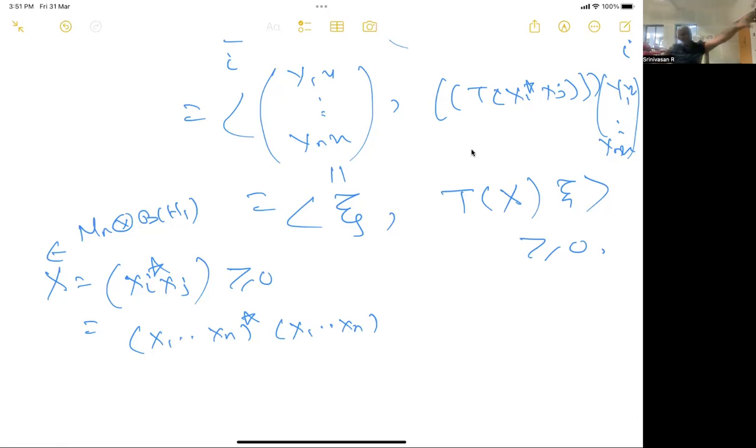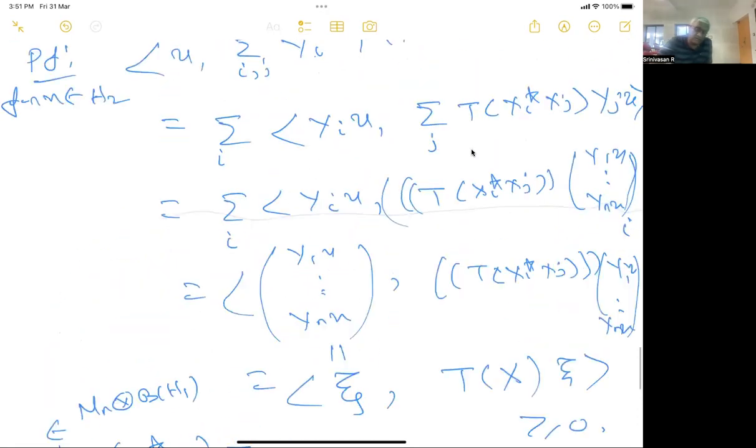We have swallowed Y, and then we got one matrix where we apply T of X, where X is this positive matrix. Then T of X is positive. That's completely positive. We are using the completely positive property. Then that is a good one. So that's all we have got.